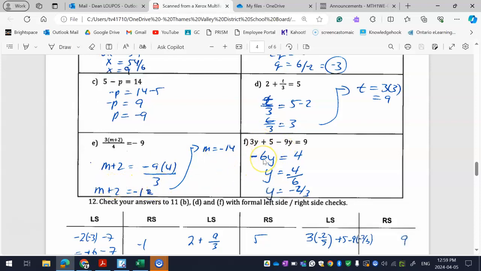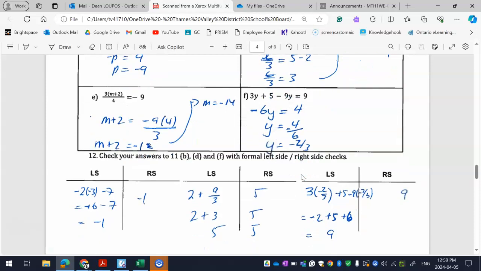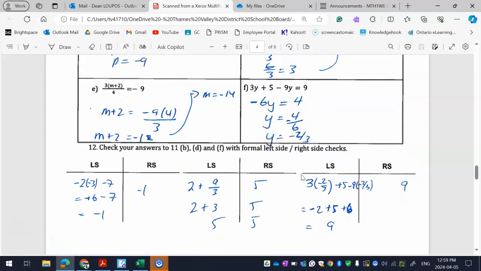Collect like terms to get minus 6y. Bring the 5 across to get 4. And then divide by negative 6. Just be careful that the negative doesn't disappear. Then you do your left side, right side check.